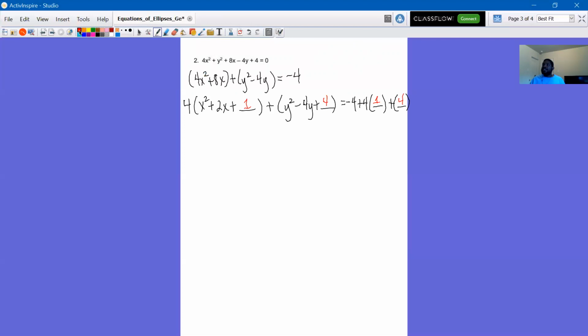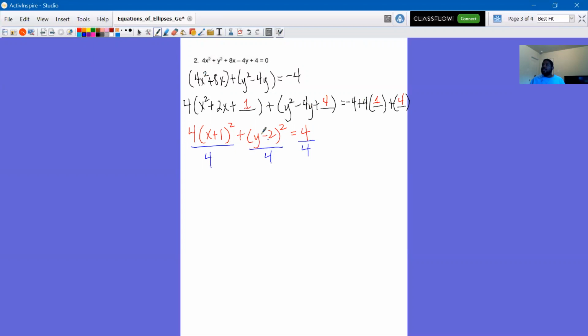And now we're going to simplify this. We have 4 times x plus 1 squared plus y minus 2 squared. And when we simplify that, we get 4. Now we need this 4 on the right-hand side of the equation to be a 1, so I'm going to divide everybody by 4.